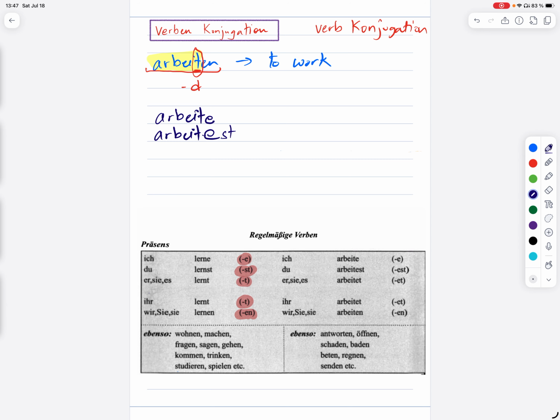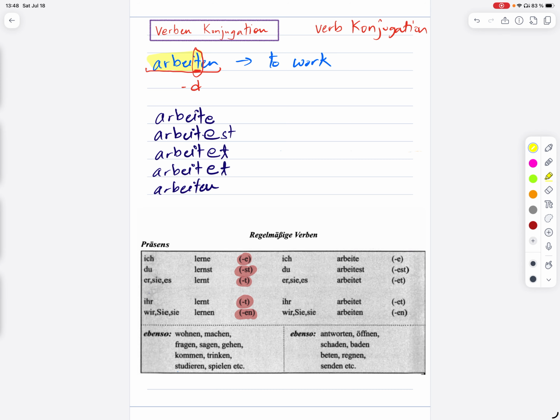Then we do it for er, sie, es, arbeitet. So the original rule is add a t, but we add an extra e here, so here arbeitet, so it's easy to pronounce, right? And then we do ihr, again arbeit. The rule says we will add another t, but I add an extra e, arbeitet, right? So that's good. And then wir, sie, it goes arbeiten, right?